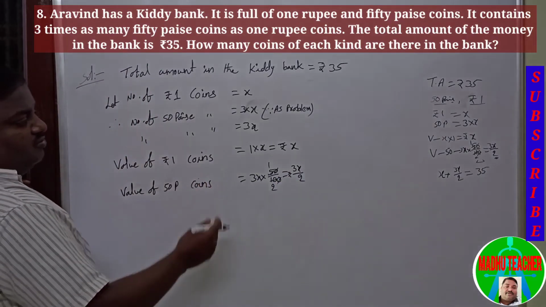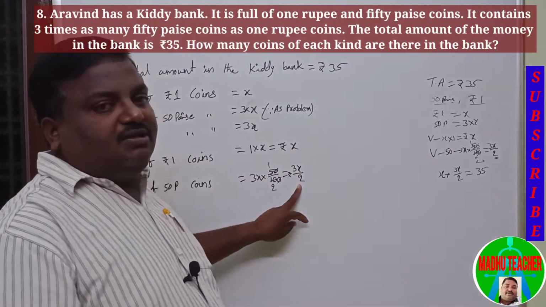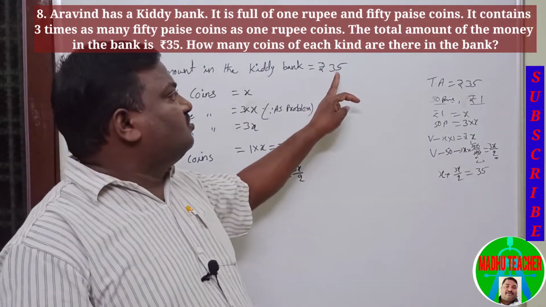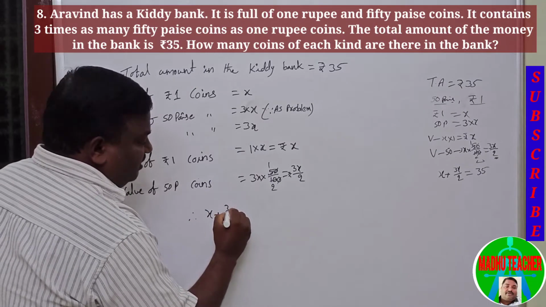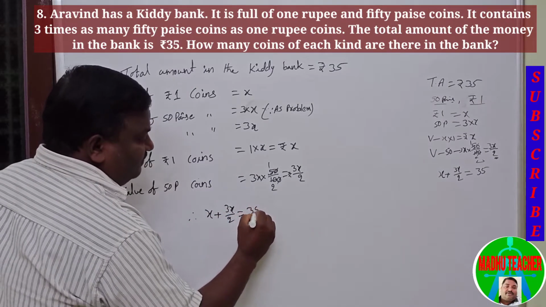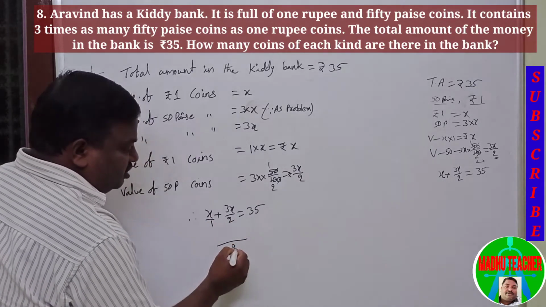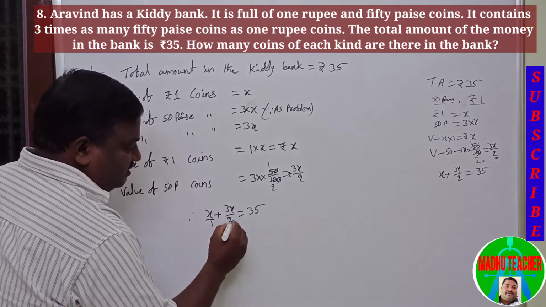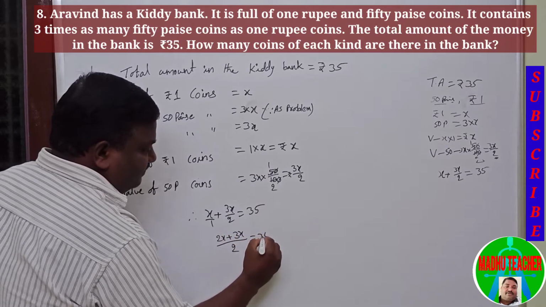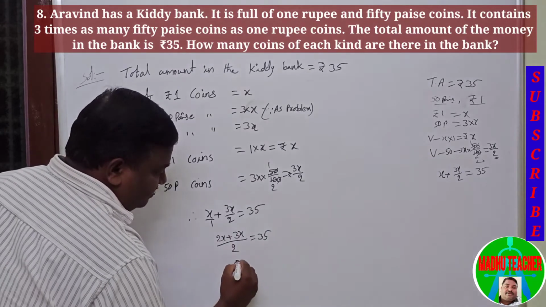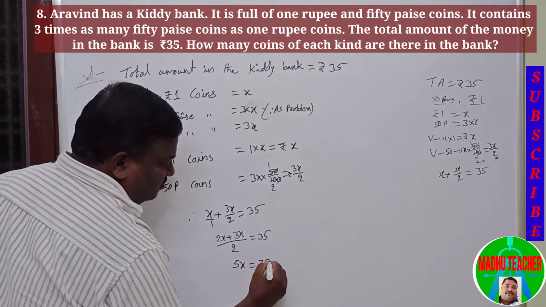Then the total amount. How can you get this total amount? The total value of 1 rupee coins plus 50 paise coins will give the total amount. Therefore x plus 3x by 2 equals 35. So it is x by 1. The LCM of 1 and 2 is 2. 1 into 2 is 2, x into 2, 2x, plus 2 ones are 2, 3x into 1, 3x, equals 35. 2x plus 3x, 5x by 2, taking the right side, 35 into 2.